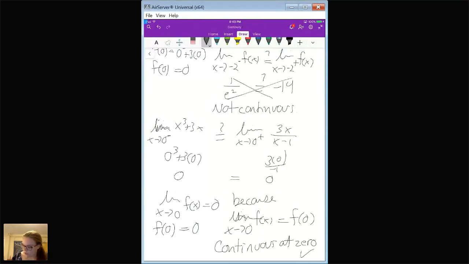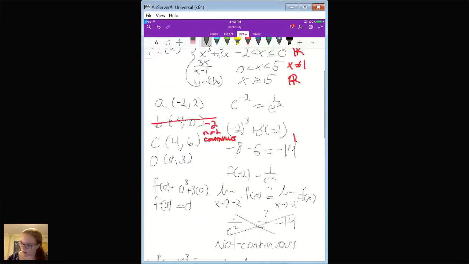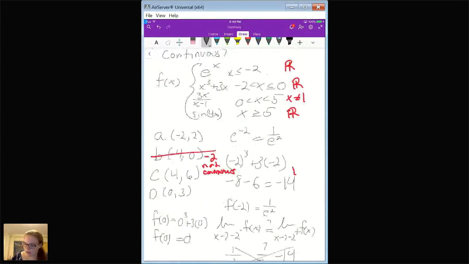Okay. So based on that information, I really want to say that it will definitely be continuous through A from -2 to 2. I really think that's the right answer, but I want to make sure I'm checking these other values. So if I'm looking at option D, which is 0, 3, that is within my 3x over x minus 1, my entire interval. I'm sorry, what is A again? A is -2, 2.